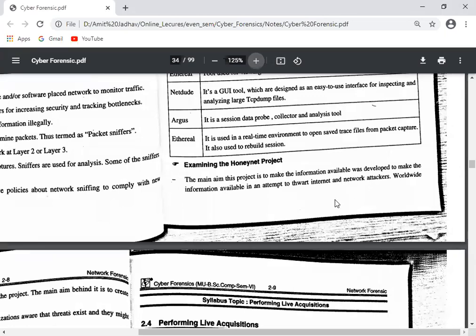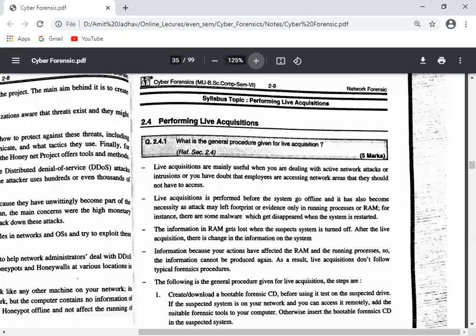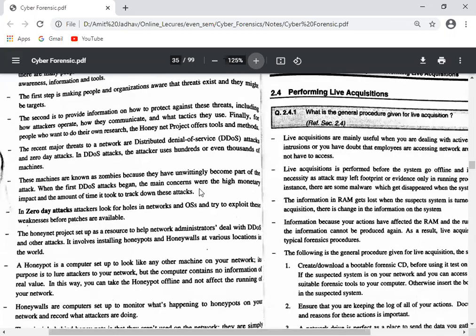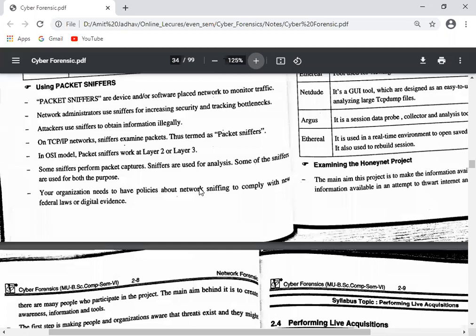and network attackers. Okay, welcome Ziyad, as it's your first lecture.